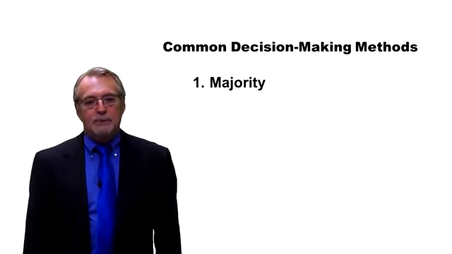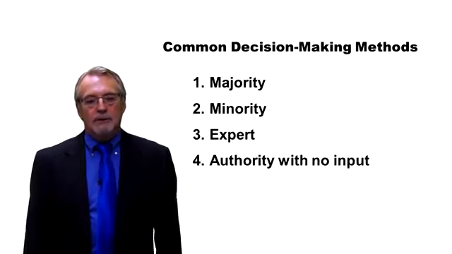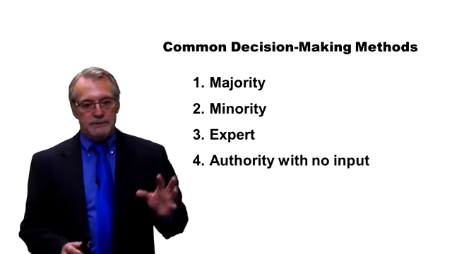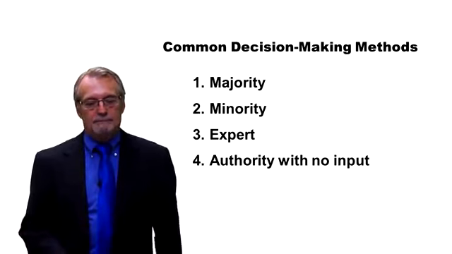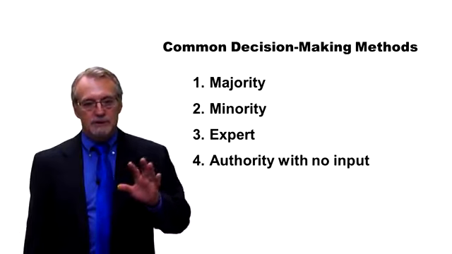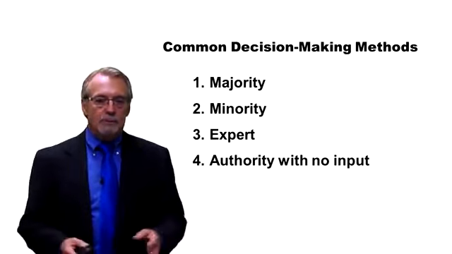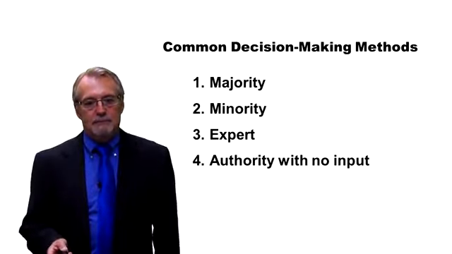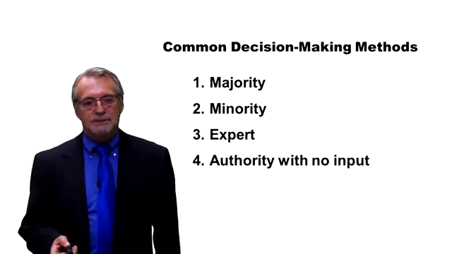We can make a decision by majority. We can make a decision by minority. We can make a decision by an expert. We can have an authority figure, somebody that just makes the decision for the group with no input from the group at all. We can have an authority figure that will make the decision for the group, but there will be input from the group before that decision is ever made. And then we can have a group decision called consensus.